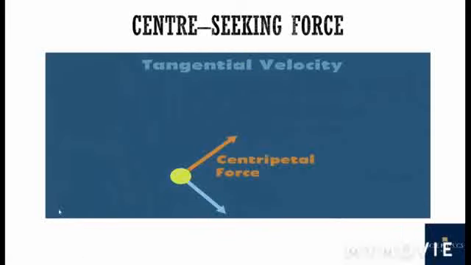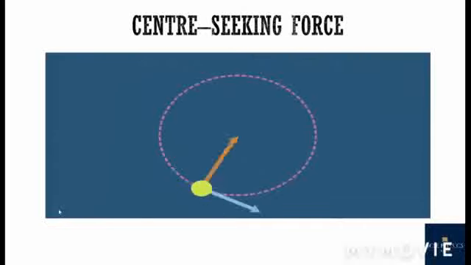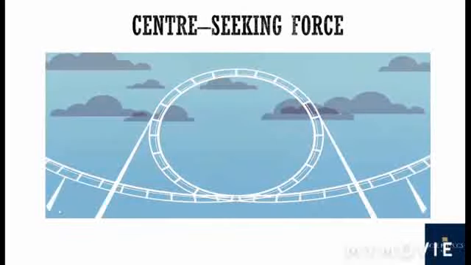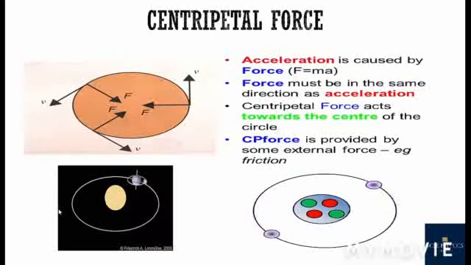Now, the same centripetal force that keeps the ball swinging in the circle also keeps the roller coaster on the track. So this is how centripetal force works. Now, what are the main points of centripetal force? First, acceleration is caused by a force. Then force must be in the same direction as the acceleration, and it's always towards the center of the circle. Centripetal force acts towards the center of the circle.